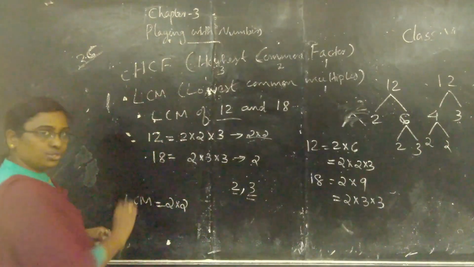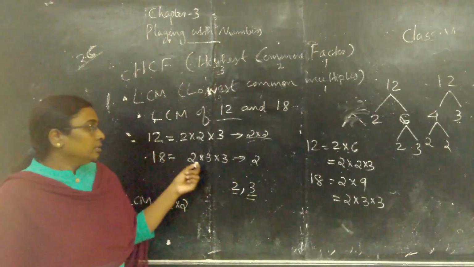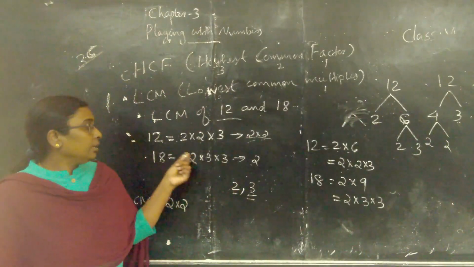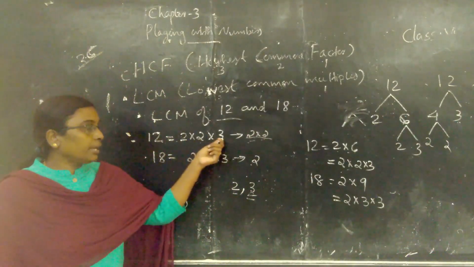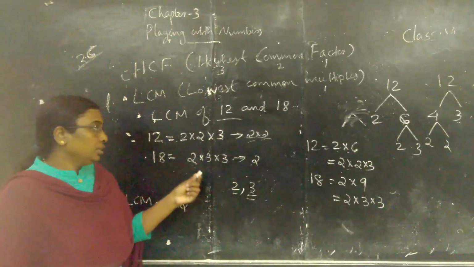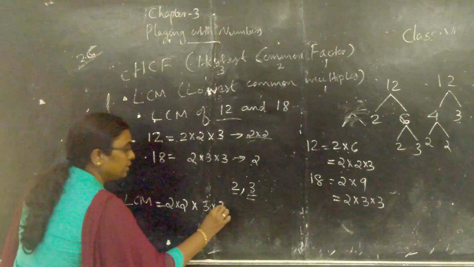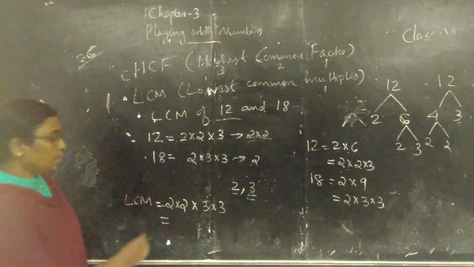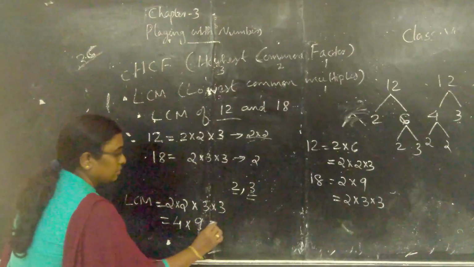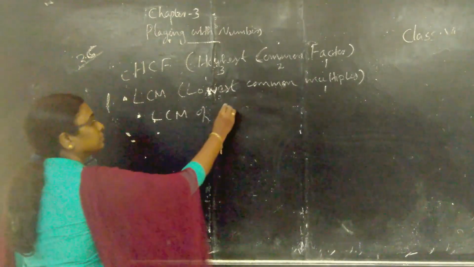This happens for 12. Then the next number is 3. Find the maximum number of times 3 occurs. In 12, 3 occurs how many times? 1 time. Here 3 occurs 2 times. So we take the maximum number of times, 3 into 3. This is the LCM. 2 into 2 is 4, 4 into 3 into 3, 9, is 36. 36 is the LCM.